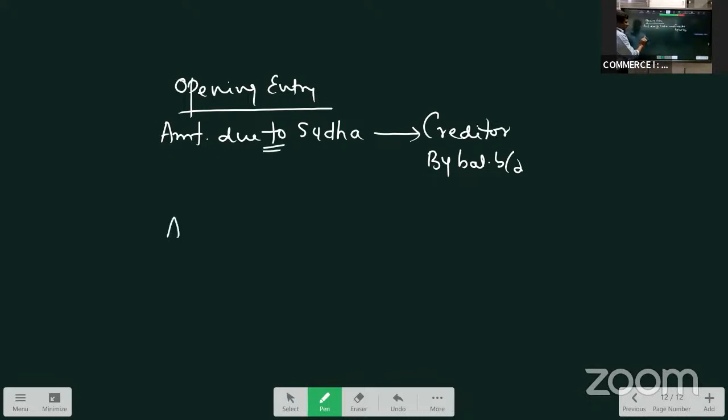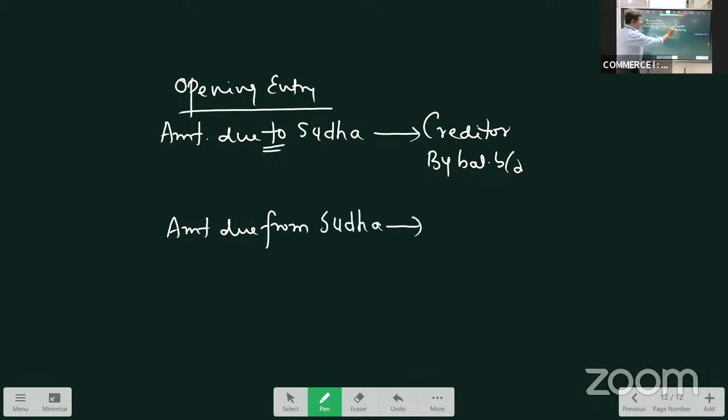Suppose it is given as amount due from Sudha. There are these two possibilities only, either amount due to Sudha or amount due from Sudha. Now, we as a business have to receive amount from Sudha. So Sudha is our debtor. Sudha owes amount to our business. Debtor will show debit balance. So this will be taken on the debit side as to balance brought down.